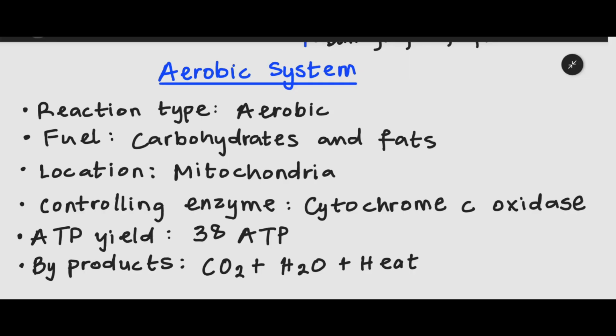First, let's talk about the reaction type. It's aerobic, which means it uses oxygen. The fuel is carbohydrates and fats. Those are the main fuel that it uses. The location, it happens in the mitochondria. The controlling enzyme is something known as cytochrome C oxidase.